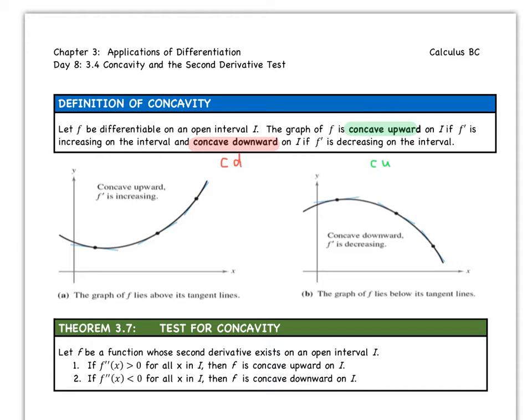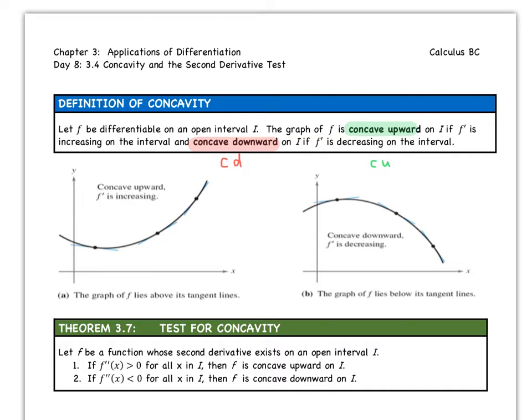If we take a look at this first graph here, the graph of f lies above its tangent line. F prime is increasing here, and therefore we can say we're concave up. Here, we're concave downward. In this second example, f prime is decreasing, so we're concave down over here. F lies below the tangent lines. So then how do we test for concavity?